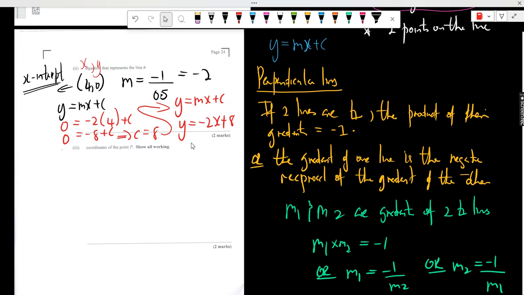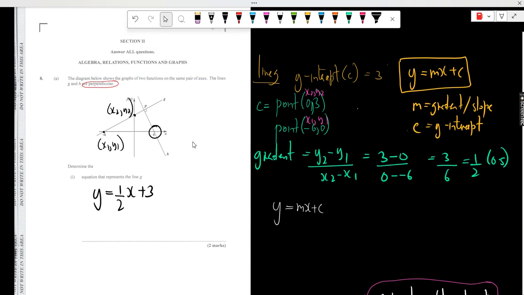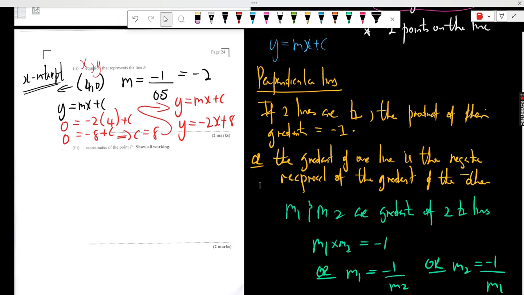Part 3 asks us to determine or to find the coordinates of the point P, show all working. I imagine that P is where the two lines actually meet. Yes. So here we are. We have the two lines intersecting at P. Now, whenever lines intersect and we want to find the point of intersection, we simply solve the equations of the two lines simultaneously. So here we have the equation of line G, y equals a half x plus 3. We're going to solve that simultaneously with this one here, y equals minus 2x plus 8.